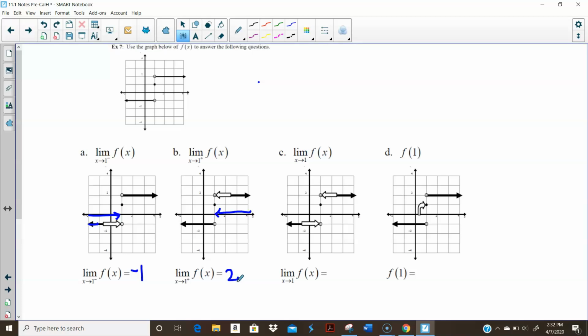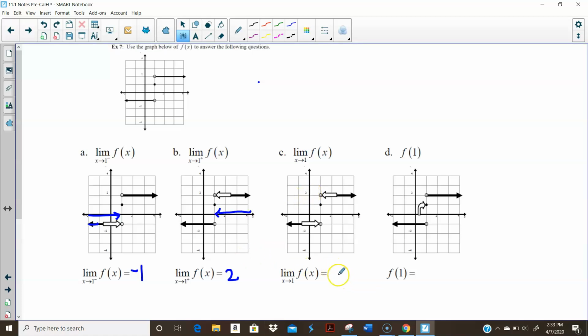All right, the limit as x approaches 1. Now, this does not have a plus or a minus, so that means we are approaching from both the left side and the right side. Since those numbers are different, from the left side, as x is getting closer and closer to 1, f of x is getting closer and closer to -1. From the right side, as x is getting closer and closer to 1, f of x is staying at 2.